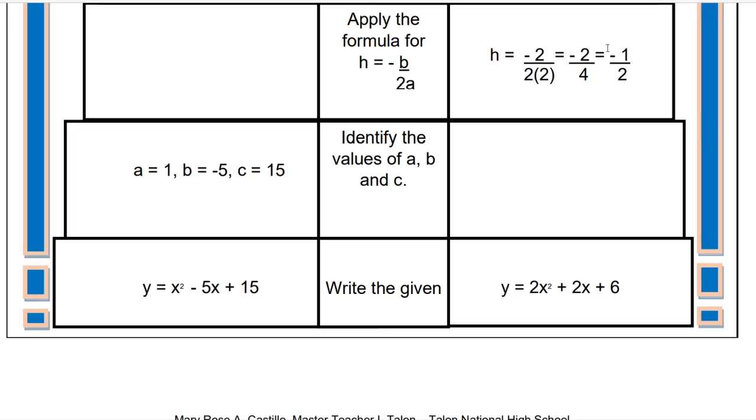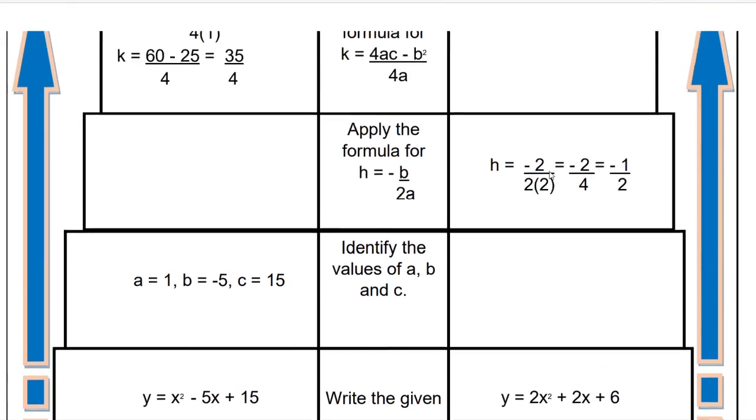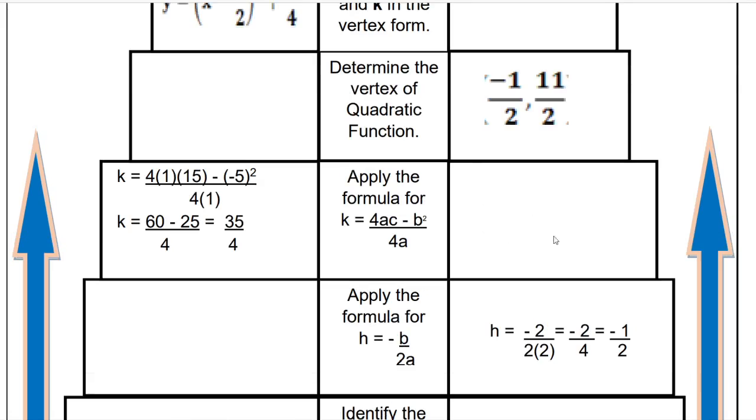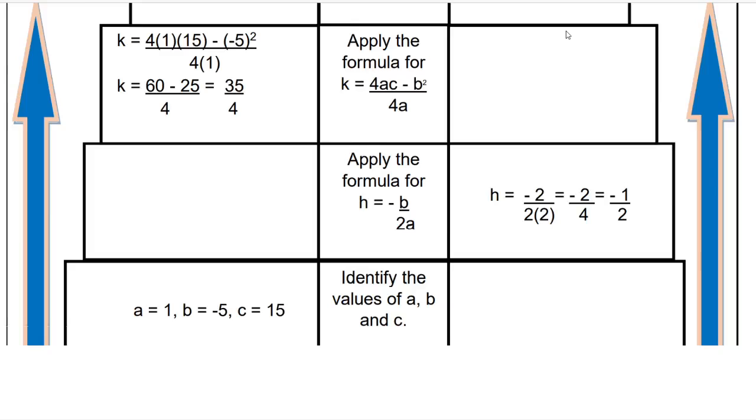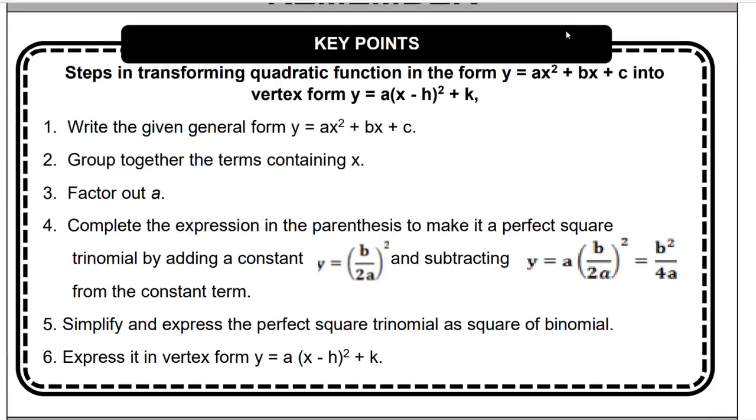This is another one here on the other side. So the same process. Base here, what are the values of A, B, and C? And then what is the value of K? Base from here. Then since you have the vertex, what is that in vertex form? So you have to write the vertex form here. Okay, next. So we have the key points. These are the steps. Okay, we already discussed. Write the general form of quadratic equation, group together the terms containing x, and factor out. That's it.